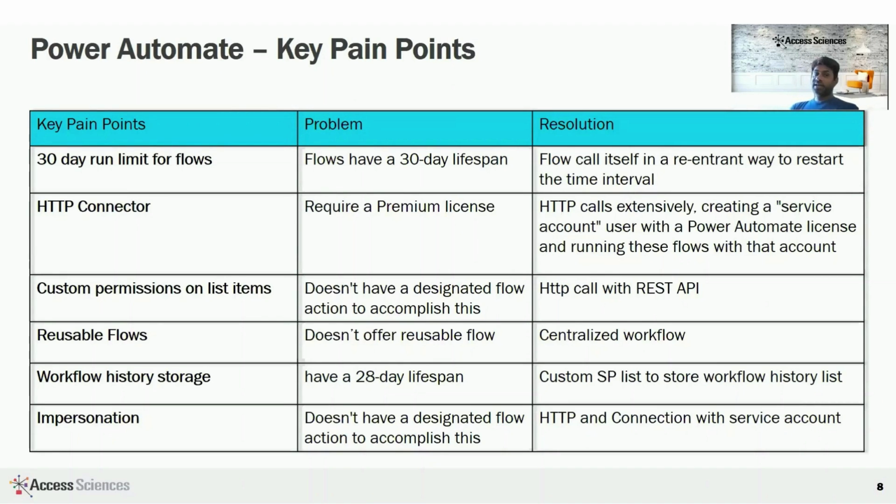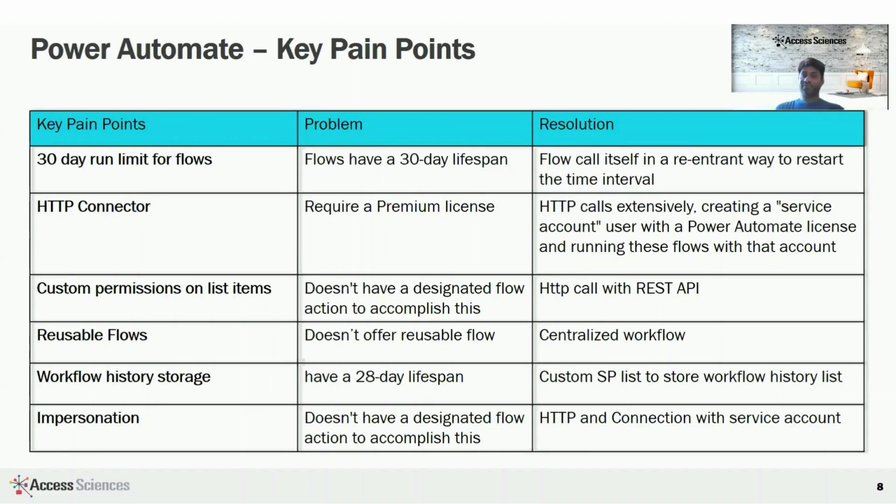Custom permission on the list item and impersonation are other issues that most organizations are facing. They were not an issue in SharePoint 2010 because we had a step for those two. You could easily set custom permissions and do impersonation in SharePoint 2010. But in Power Automate, these are not available. It means we don't have any action available in Power Automate. But don't worry, we have REST APIs.